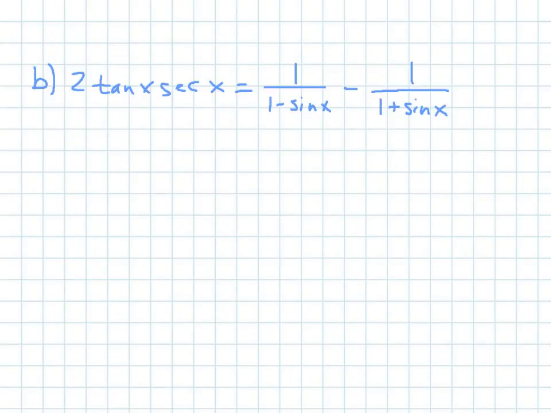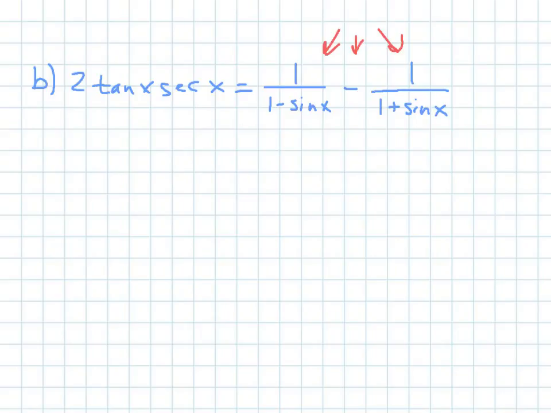Now the next one, you have 2 tangent of x secant of x equals 1 over 1 minus sine of x minus 1 over 1 plus sine of x. Now here, it might make more sense to deal with the right side. It looks a little bit more complicated. It looks like it could be simplified. So, now trying to figure out, I want to get rid of the minus sign so they multiply, and gives you tangent and secant, obviously.